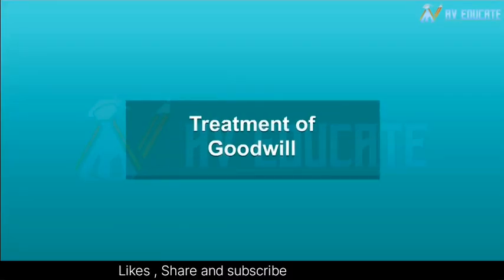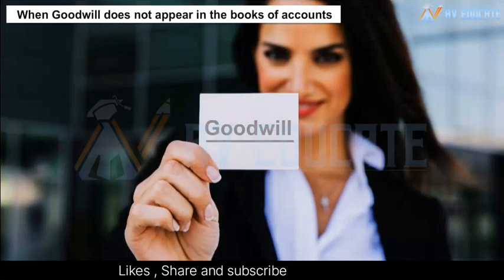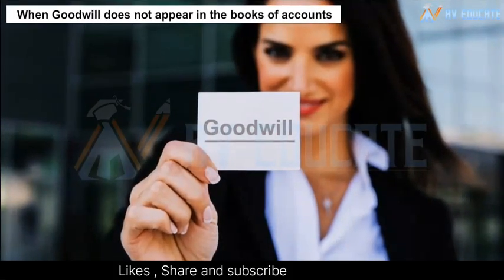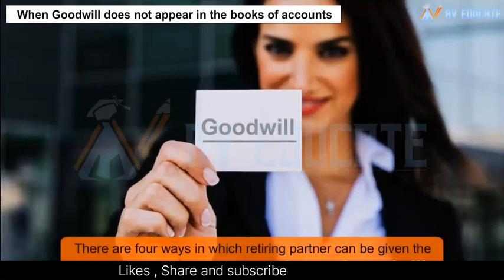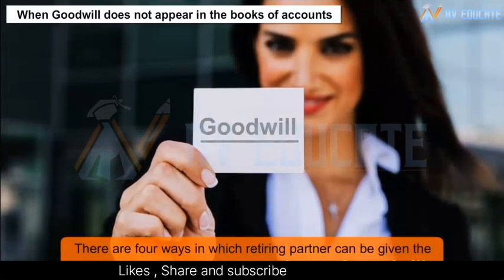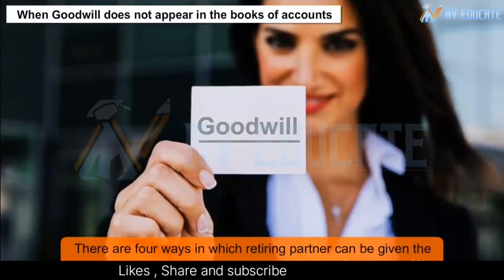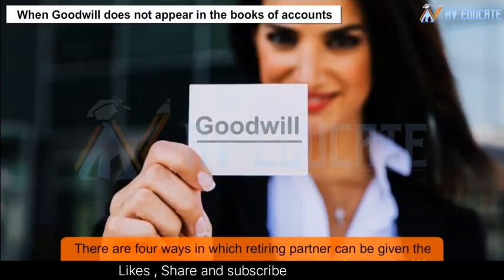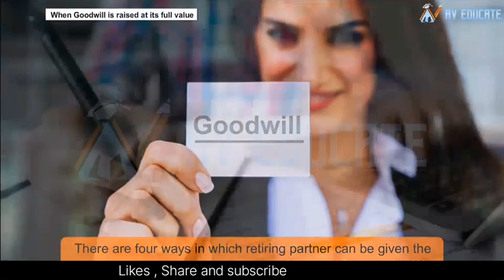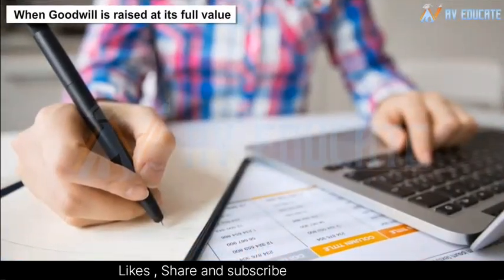Treatment of goodwill. When goodwill does not appear in the books of accounts, there are 4 ways in which a retiring partner can be given the necessary credit for his loss of his share of goodwill. A. When goodwill is raised at its full value.